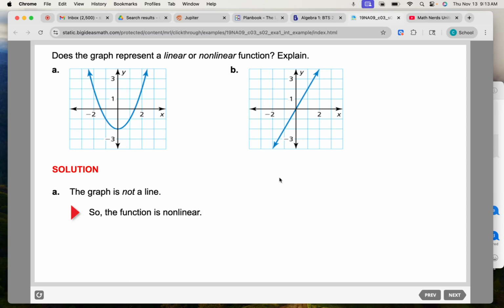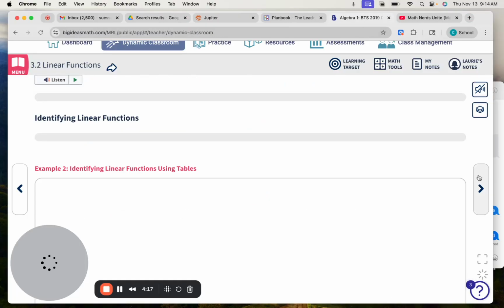All right, what about B? Would that be a linear function? Yeah. It's a straight line. Correct, because it is a line. Super hard. I know y'all can handle this one. Questions? No questions? All right, good.